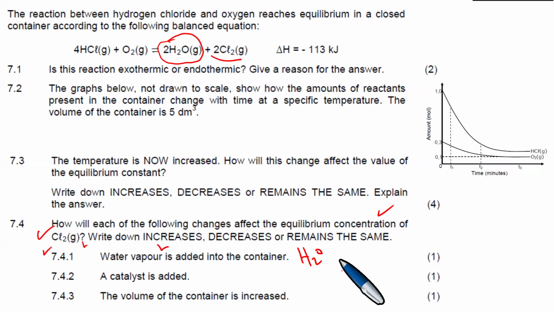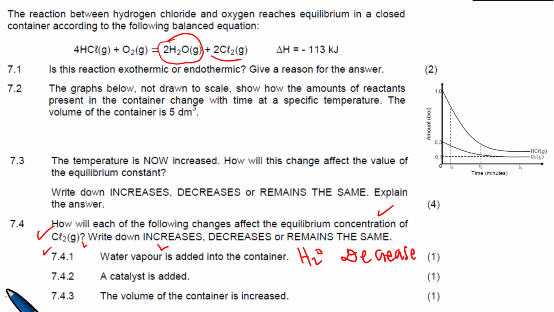So we're able to see that if you add more water vapor, what is going to happen to the Cl2? In 7.4.1, there's most certainly going to be a noticeable decrease. Why? There's going to be a noticeable decrease.